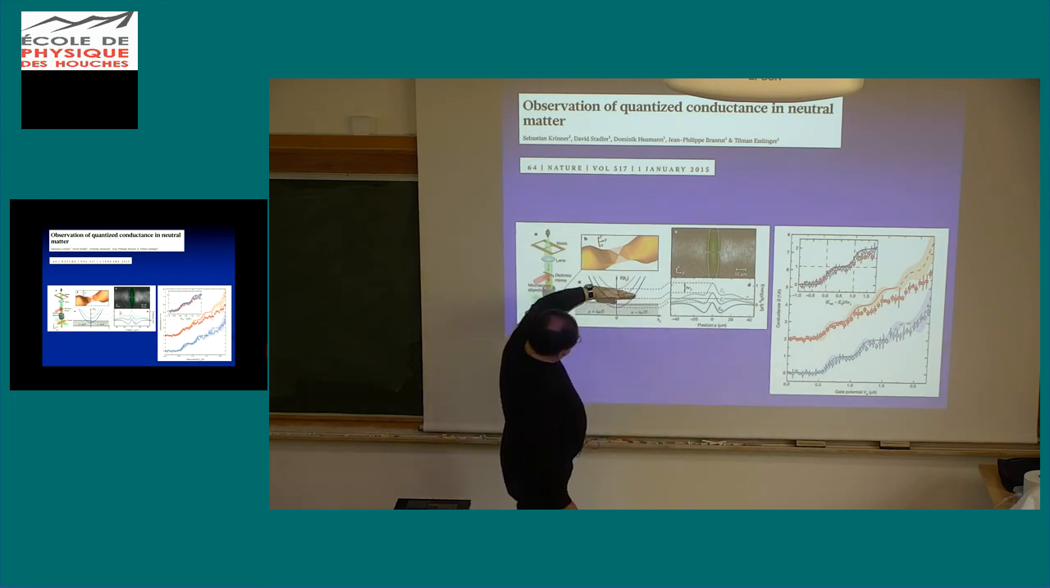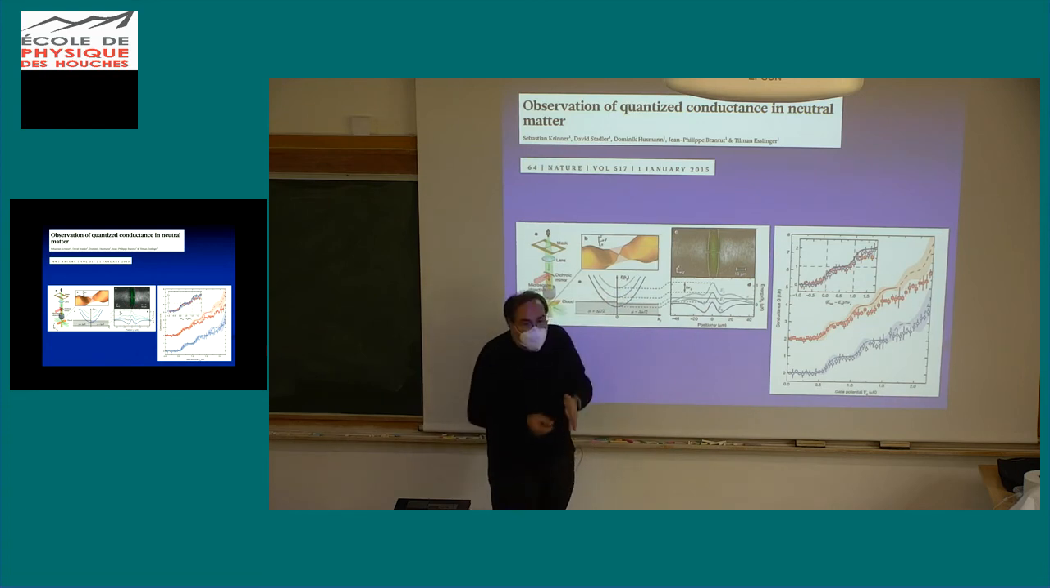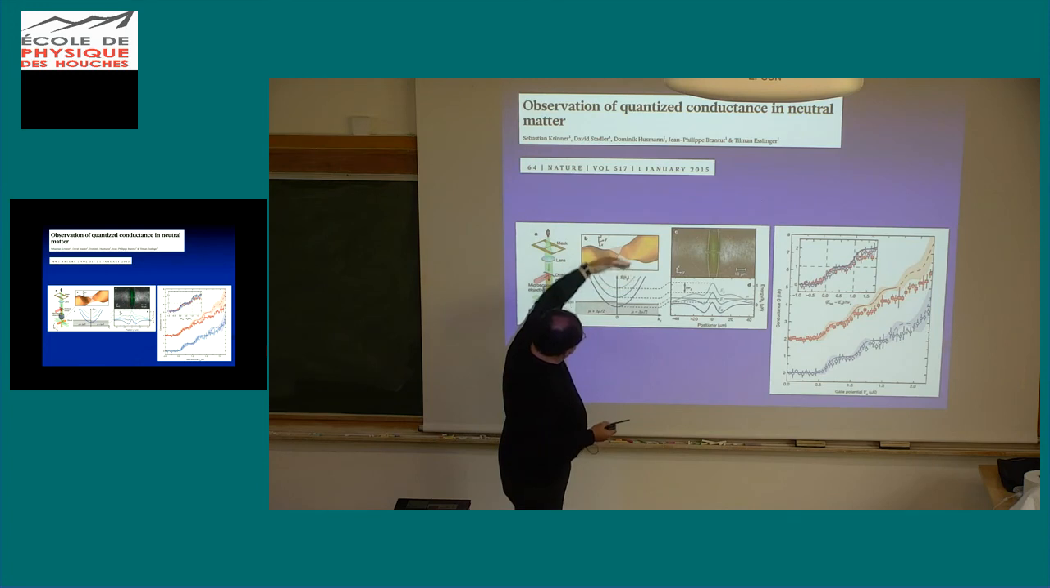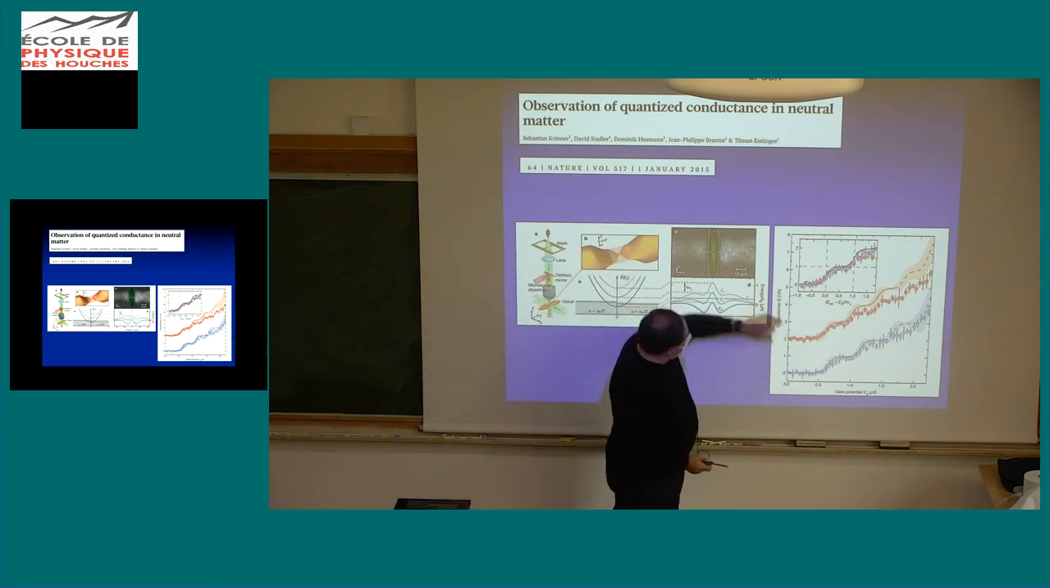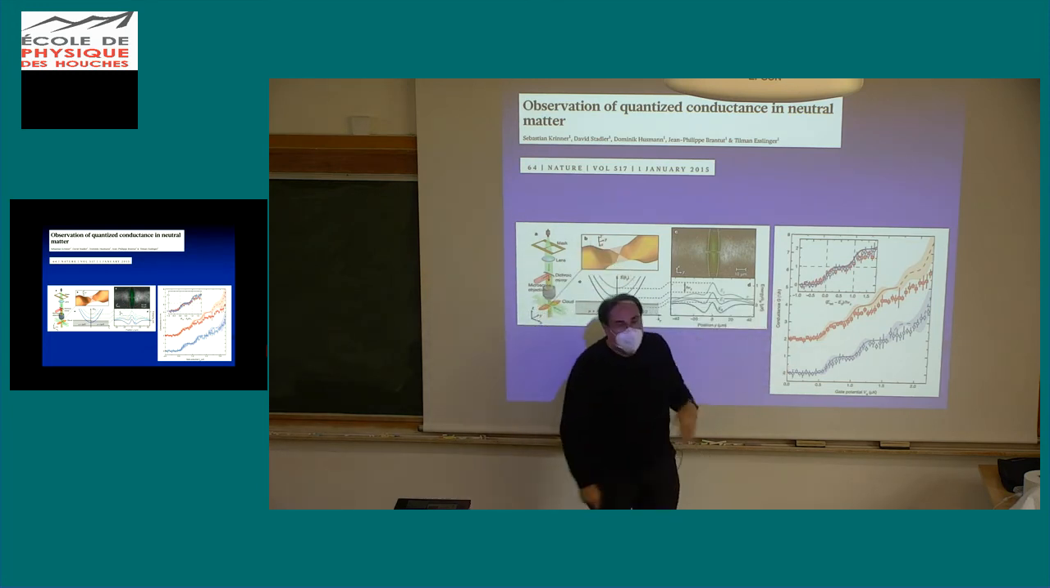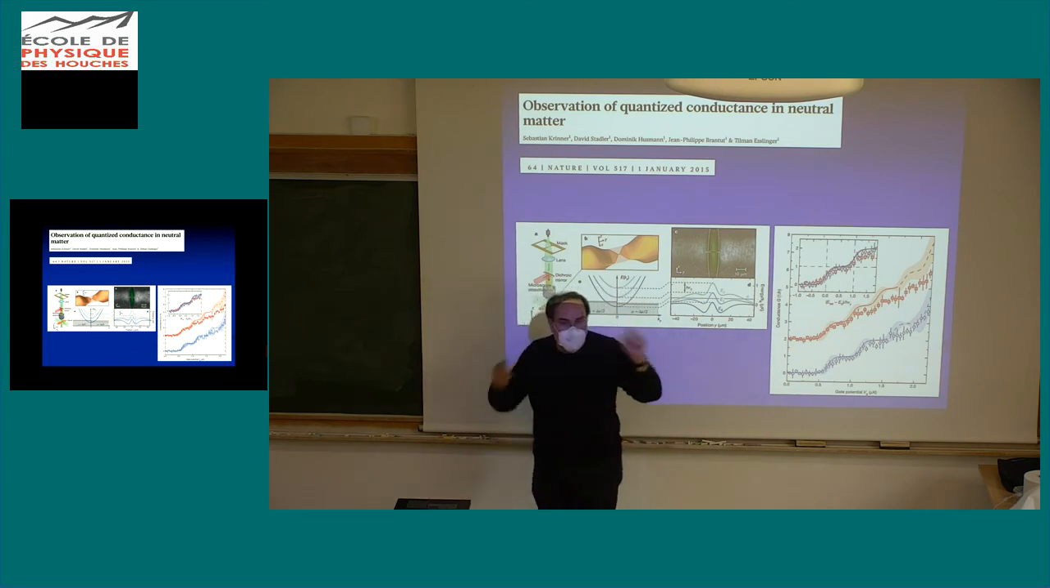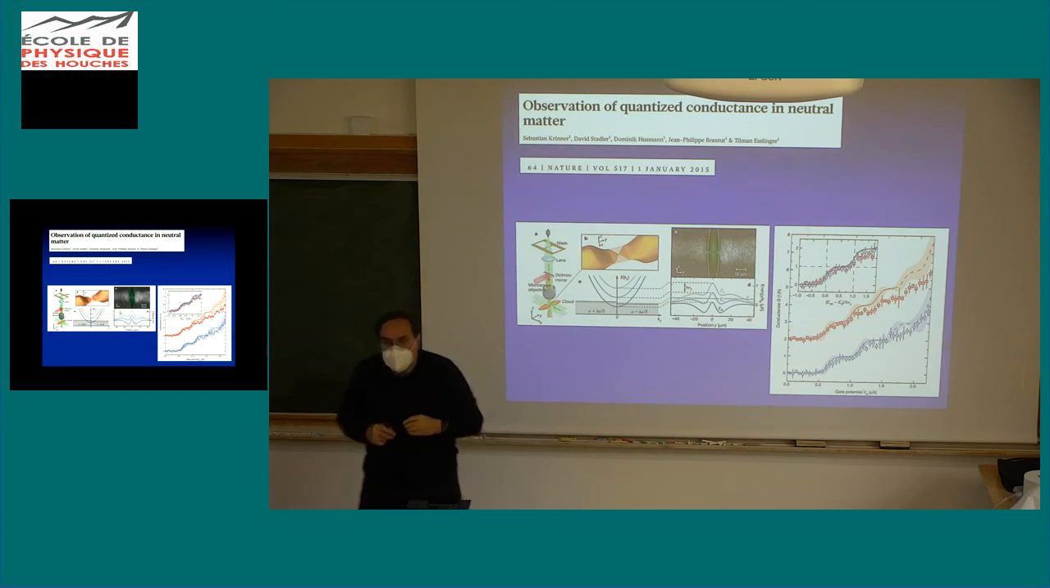Then you enter the second channel of transmission, and the 2 channels add in parallel. So you get conductance 2. Then you go, and so on and so forth. And the conductance is quantized in units of 1 over h. For neutral particles, there is no Q which comes between potential and chemical potential. So this is what you get.